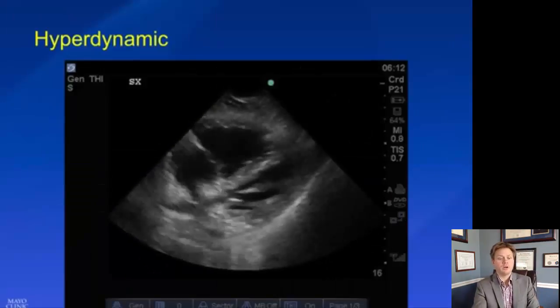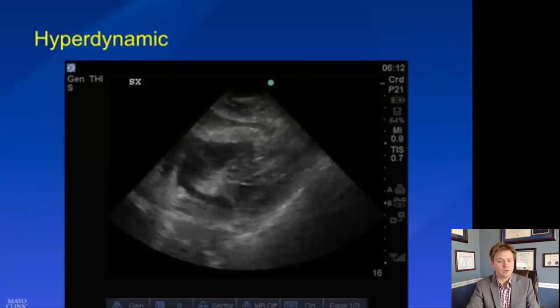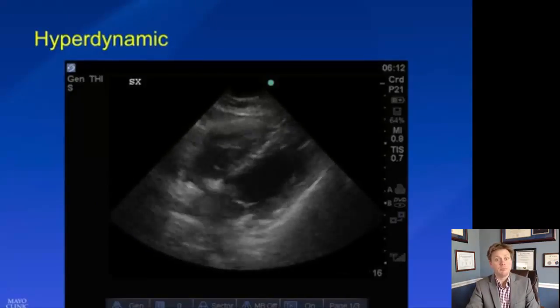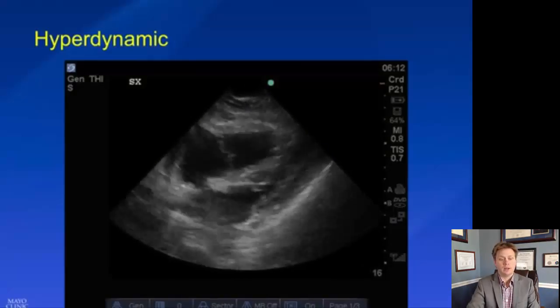There's one example that I didn't talk about, which is the hyperdynamic heart, which has an ejection fraction greater than 65% or so. This is what you'll see in most cases of compensation for distributive and other shock states in a healthy heart.